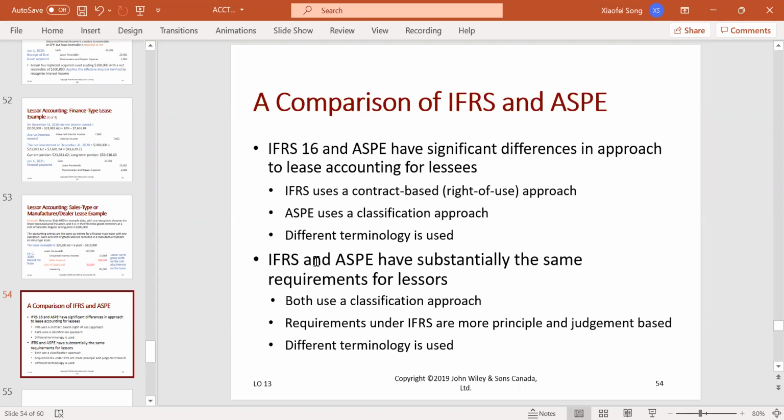IFRS and US GAAP have substantially the same requirements for lessors because both use a classification approach, okay? The difference is IFRS is more principle-based and requires judgment, and US GAAP is more rule-based, like you have a hard line threshold, right? Also, there is a difference in terminology.